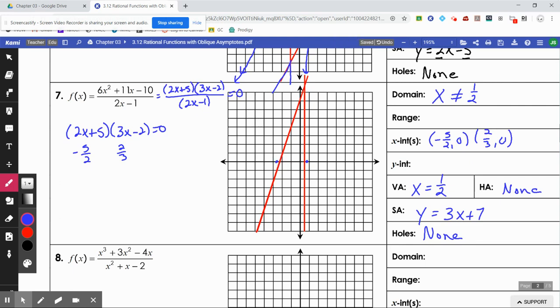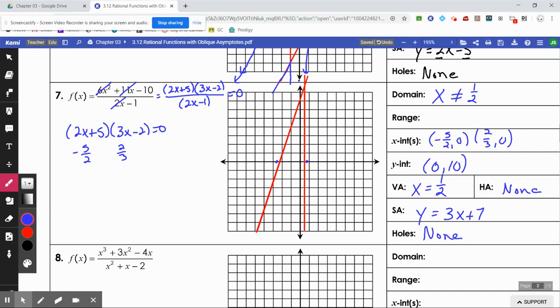Now let's find the y-intercept. Let's plug in 0 for all the x's. And again, the easy way is just plug it in right here. You're left with negative 10 over negative 1, which would be a 10. So 0, 10 is going to be your y-intercept. And that's going to be located somewhere up in here, so you're not going to see it on your graph.